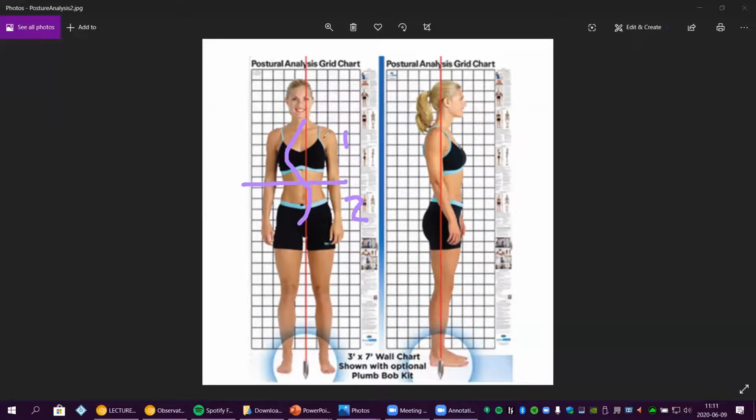When we look at curve 1, what side of the spine is going, and remember, she's looking at us, so this is right, this is left. When you're looking at curve 1, what part of the spine is going to be tight?